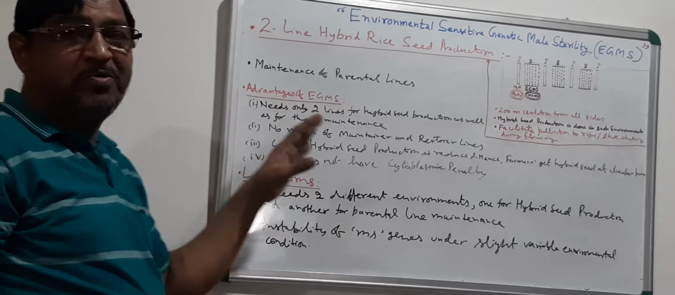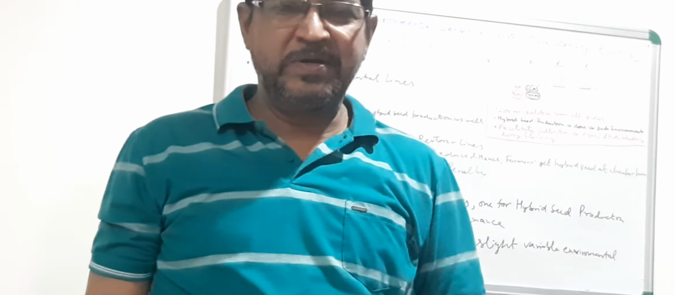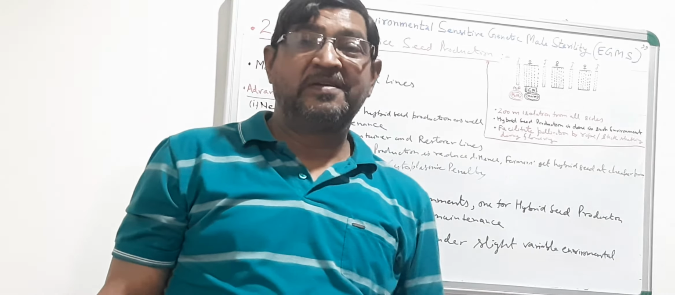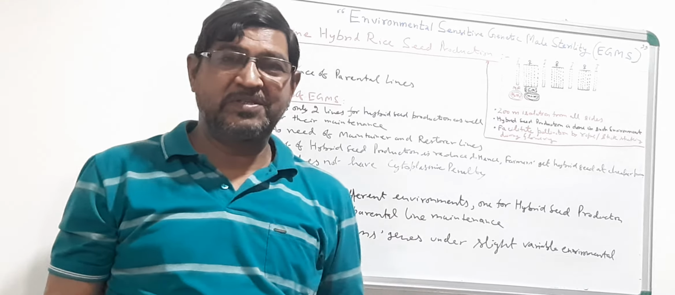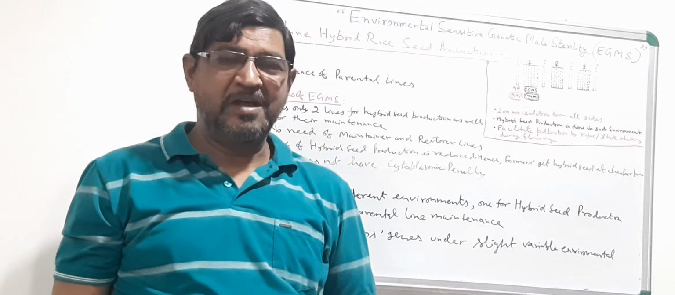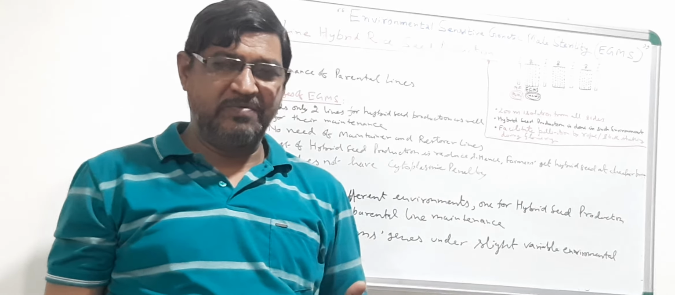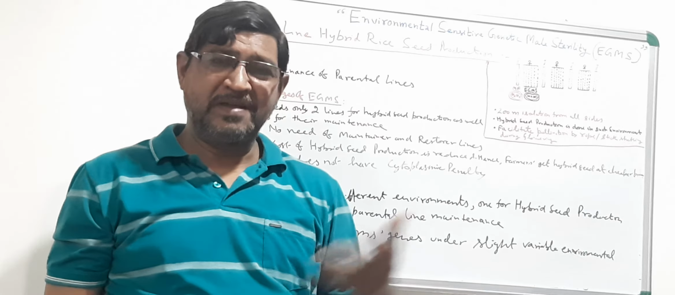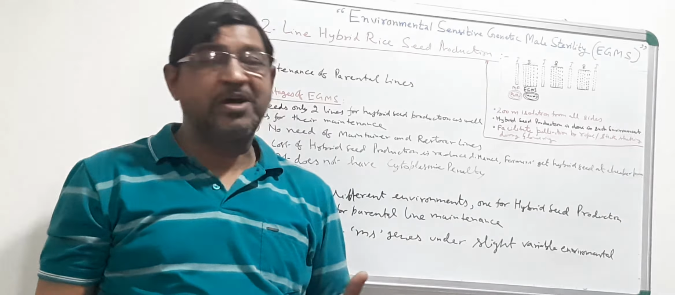So this is all about the two-line system of hybrid seed production, or two-line hybrids, or EGMS, TGMS, PGMS. I have dealt with almost every point of EGMS. I hope so. If something is missing, I can upload another video. So this is all about EGMS.